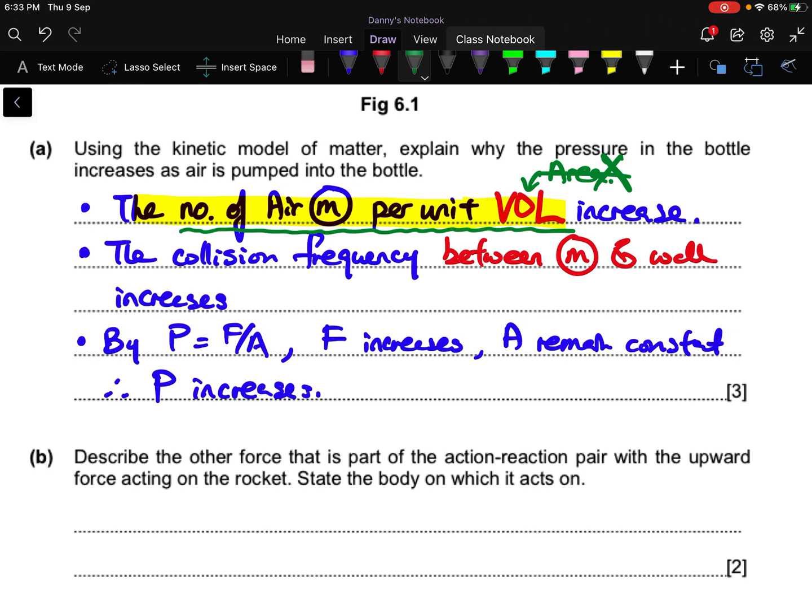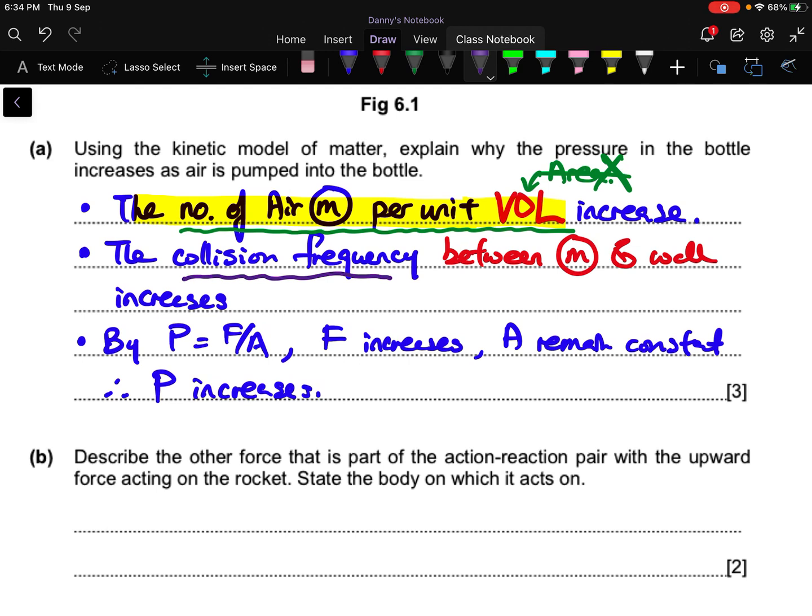You notice that in my answer over here, I have not commented on collision force, because collision force only changes when there is a temperature change. The molecule can only knock onto the wall with a higher force if you supply energy. And once you supply energy, the temperature will rise. In this case, there is no mention that the temperature rises. So you don't need to talk about collision force. Just focus on the collision frequency.